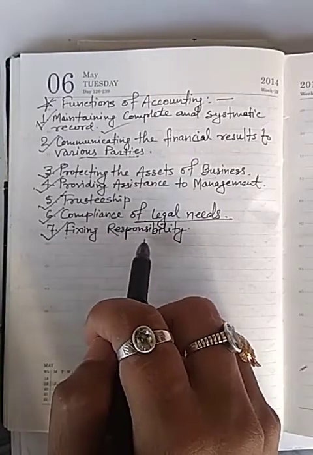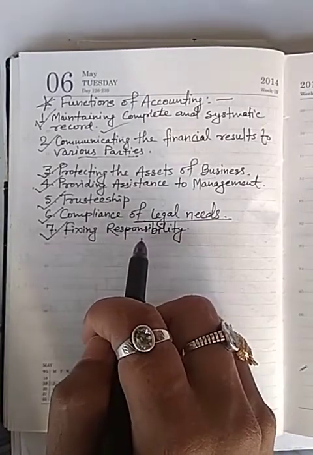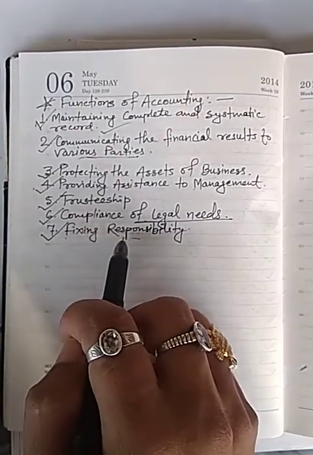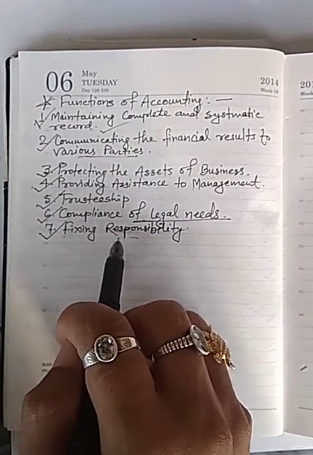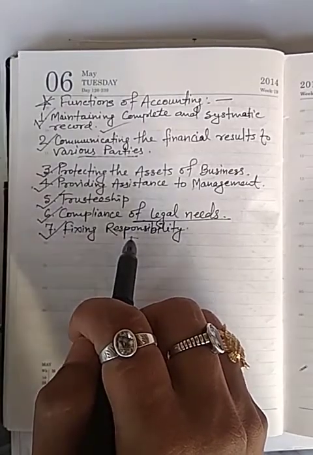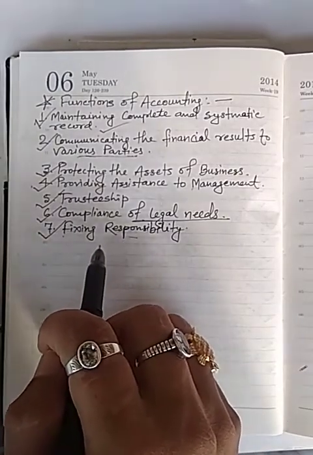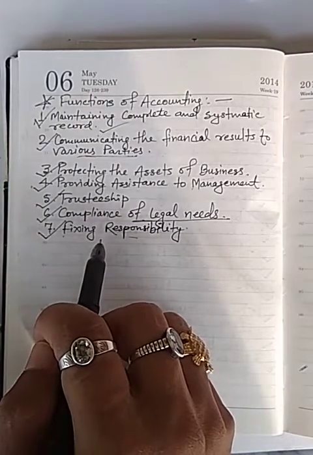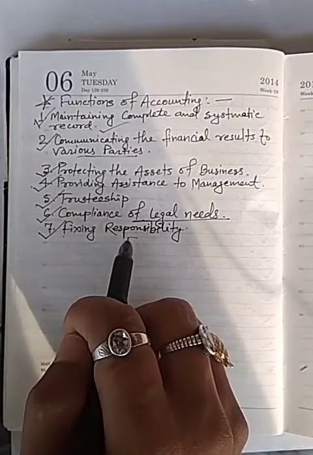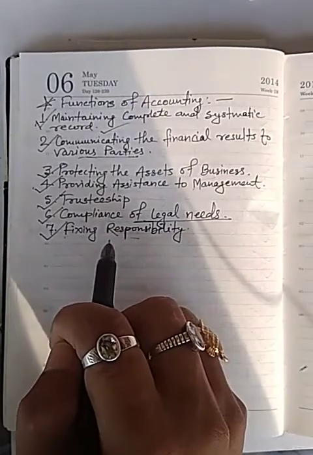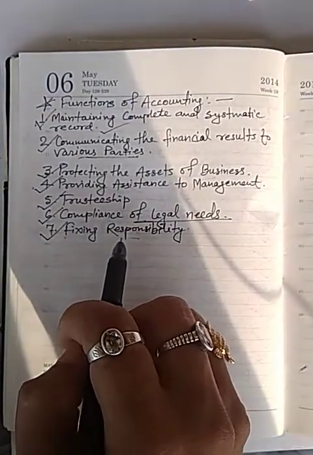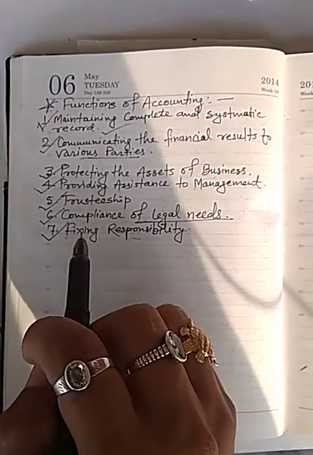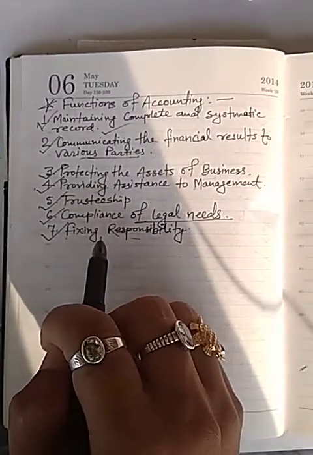Another function of accounting is to determine the profitability of each department, for example, the sales department, production department, etc. of an enterprise. It facilitates the fixing of responsibility of each department head.